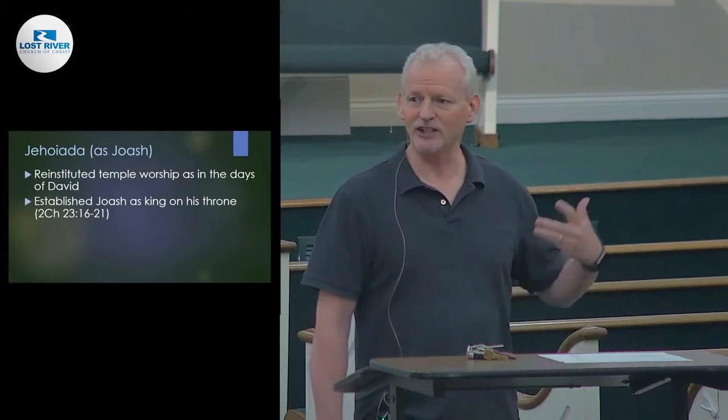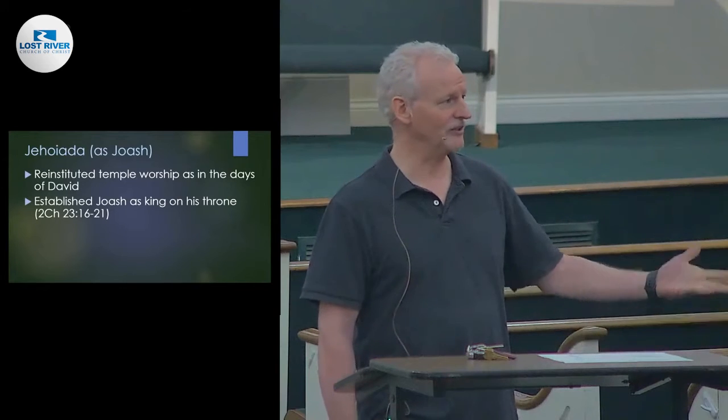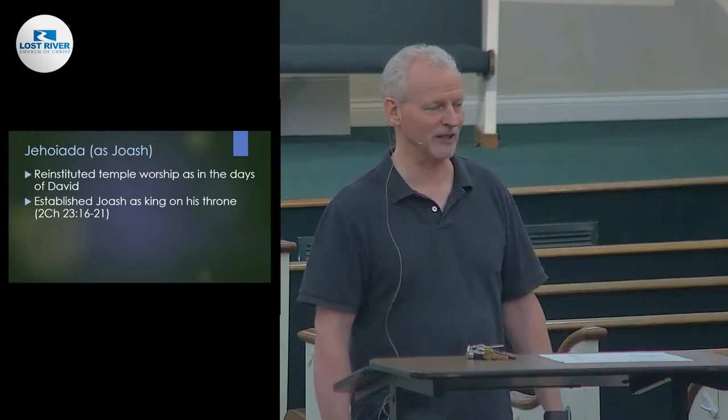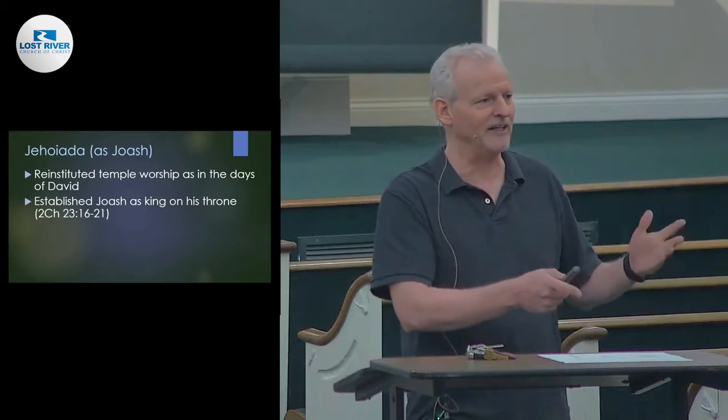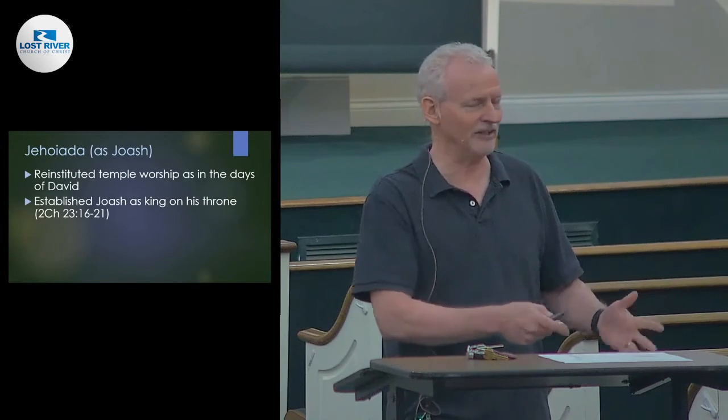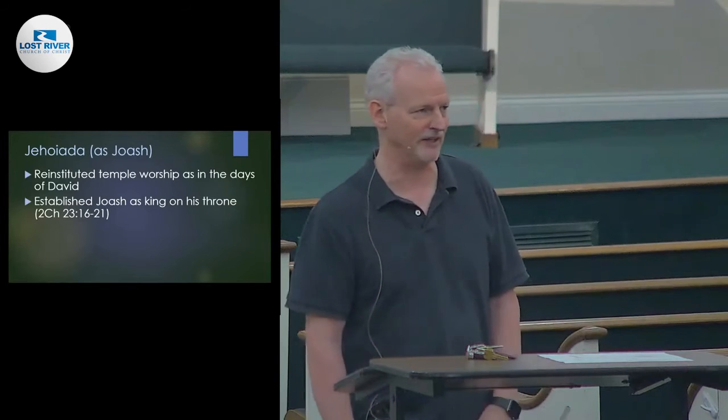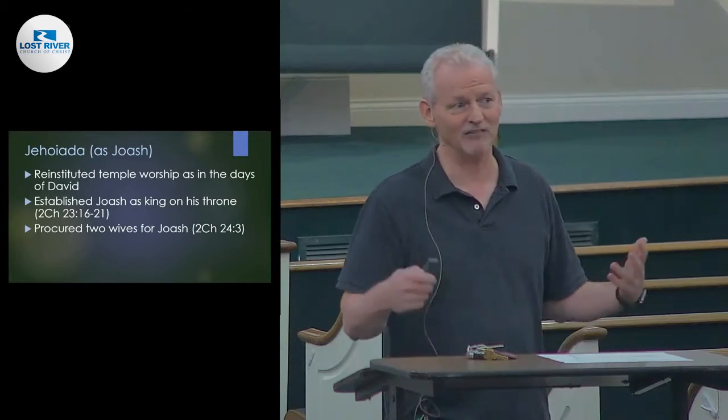So as Joash comes of age, he makes sure that Joash is firmly established as king. He doesn't want to be king forever. He thinks Joash is the rightful king. He wants him to be king, and he puts him there, and he makes sure all the people know that he's there. He procured 2 wives for Joash. Interesting move. He wants Joash to have lots of offspring.